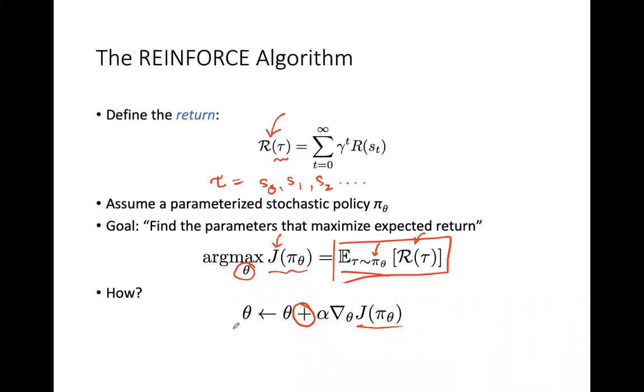So standard gradient descent says, well, just take your parameters and update them in the direction of the positive gradient of this thing, right? And alpha here is my learning rate. So standard tricks so far.